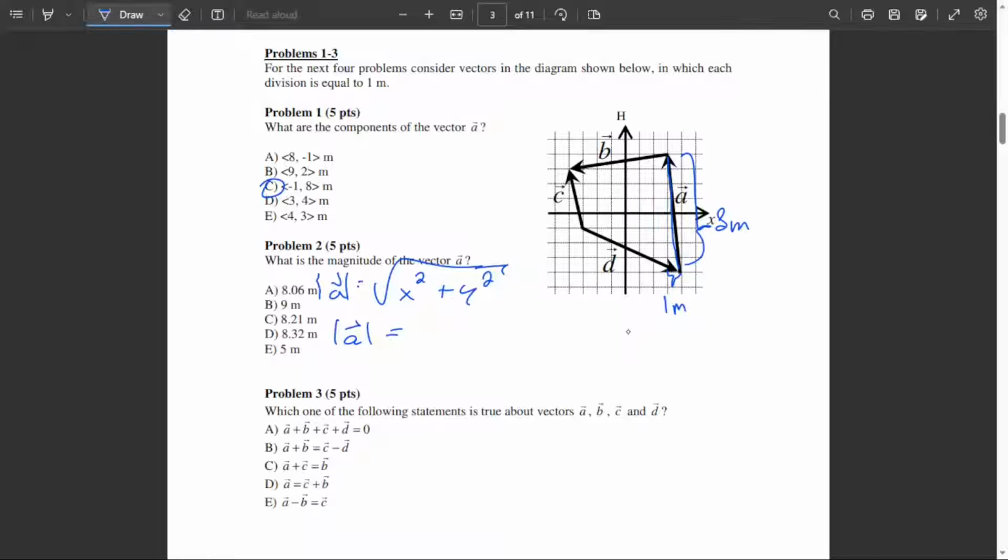So in this case, magnitude equals the square root of 1 plus 64, square root of 65 meters, which is approximately 8.06. Just a little bit more than the square root of 64, which is 8. The answer is A.